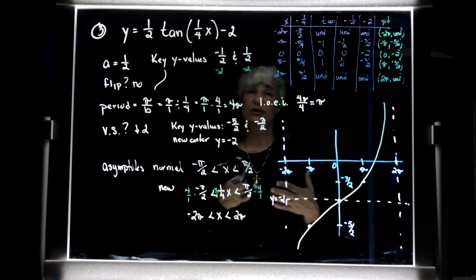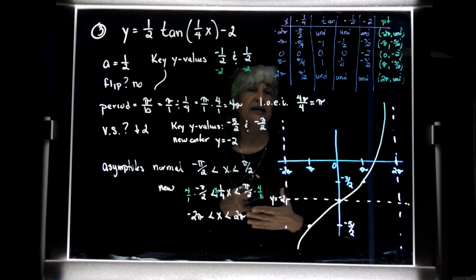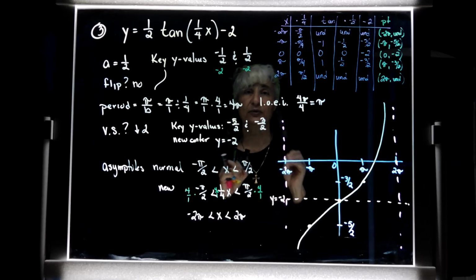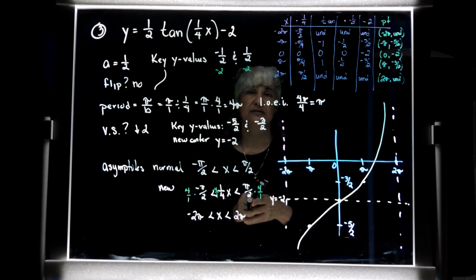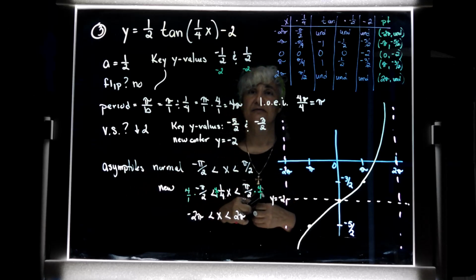Whether I'm graphing sine, cosine, or tangent, I find the same characteristics in the same order every single time. The only trig function that needs tweaking is when it comes to tangent. Key values, asymptotes.